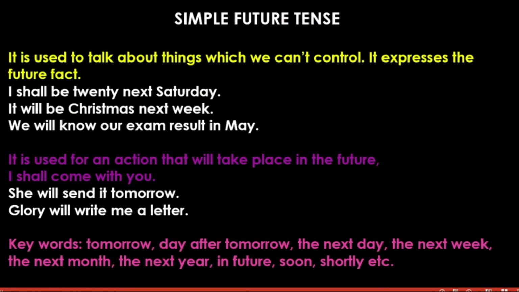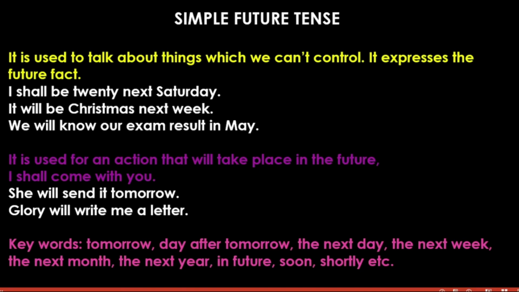So simple future tense is used to talk about things which we can't control. It expresses the future fact. For example, I shall be 20 next Saturday. It will be Christmas next week. We will know our exam results in May.